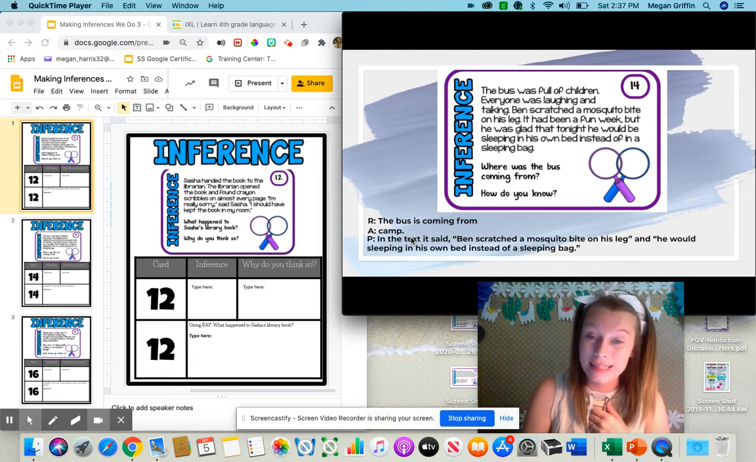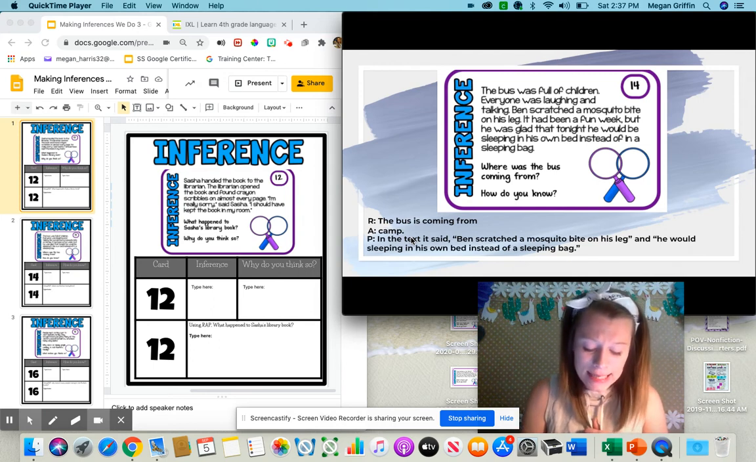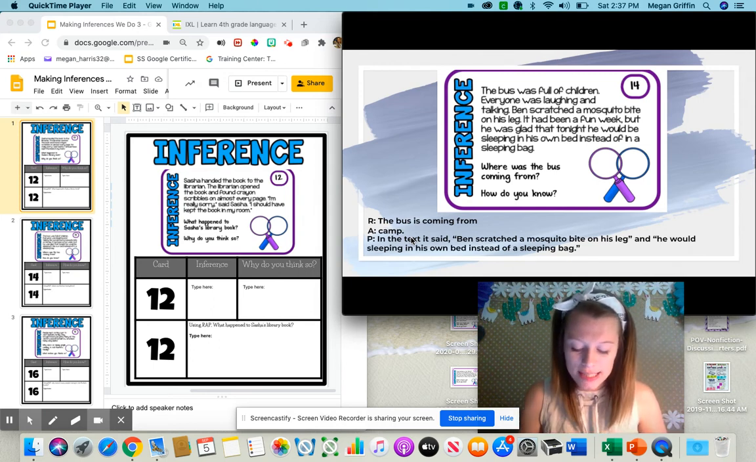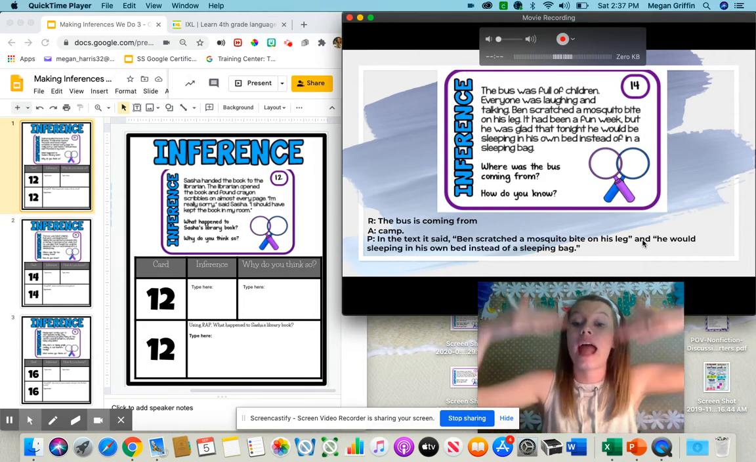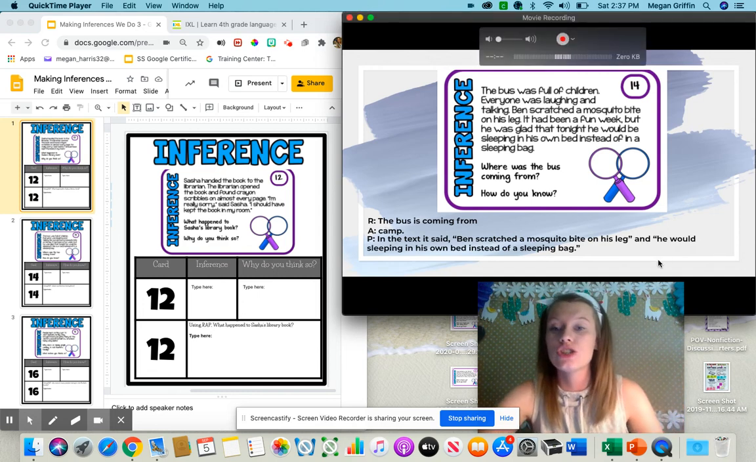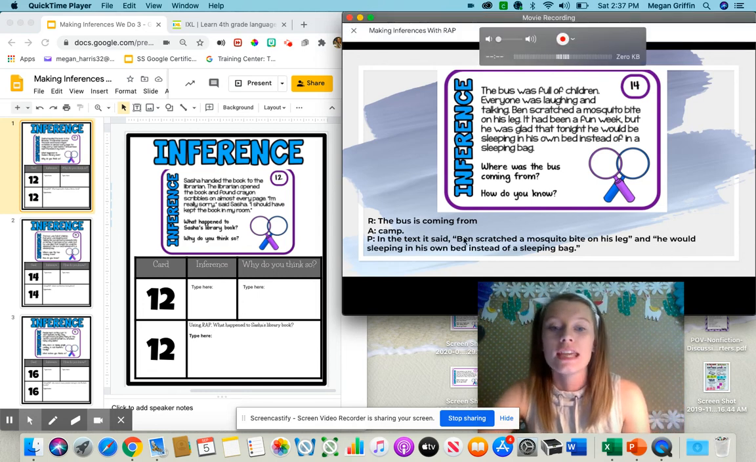So let's check what I said here. In the text it said, Ben scratched a mosquito bite on his leg. And so you see how I have Ben and leg with quotation marks. It's because Ben scratched a mosquito bite on his leg comes word for word out of the passage. Then I write and, because I'm saying that I'm going to add another sentence from the passage with a quotation mark.